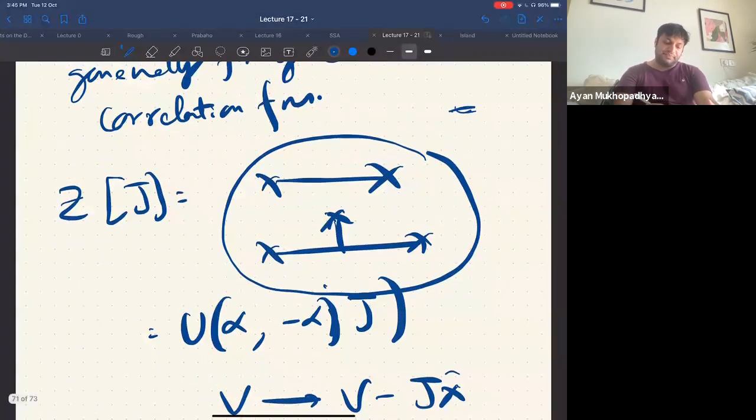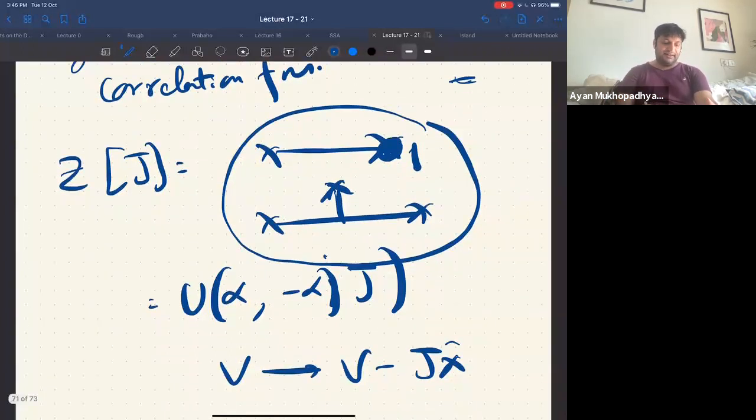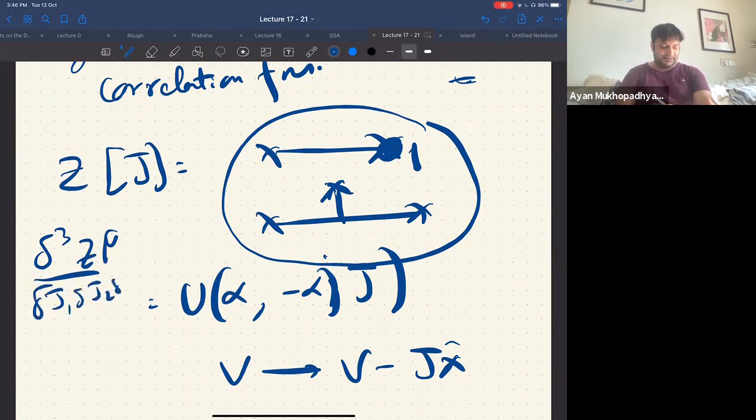a differentiation will simply change a cross to a circle with the insertion J, which you're not integrating over, and then you get correlation functions if you do it this way. And then if you divide by Z of J, you get the correlation function, of course. So if you take, schematically, delta cube Z of J over delta J1, delta J2, delta J3, and 1 over Z of J, then you will get a 3-point function, which is not connected. We also get disconnected contributions.